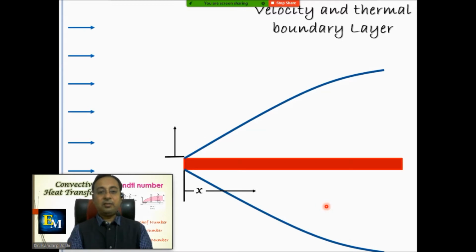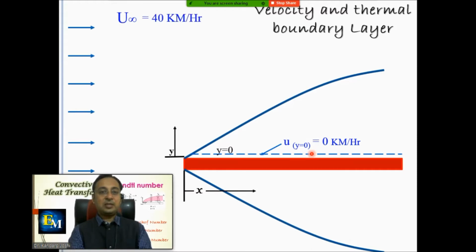Right? In the y direction, for the very first layer, when y is equal to 0, the layer has no velocity, means it is a stagnant layer. Here u is equal to 0 because of the no slip condition. We have discussed this in our first lecture. Let the velocity of the ambient air be 40 km per hour. So at a certain distance, say at 5 centimeter, the velocity at the boundary layer point is 39 km per hour, means it is somewhat less than 40.